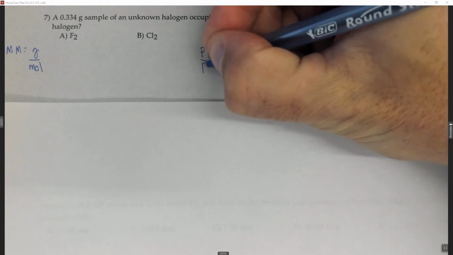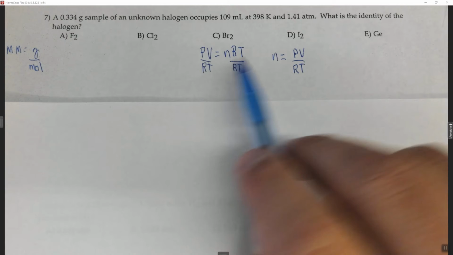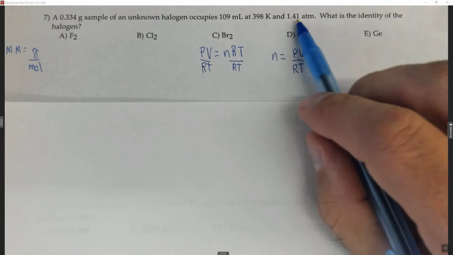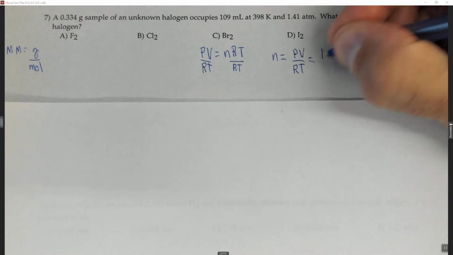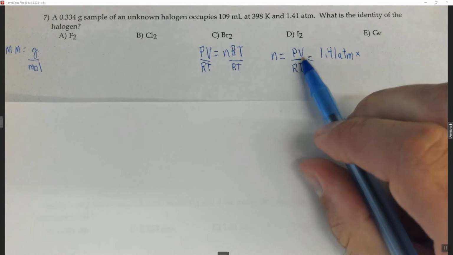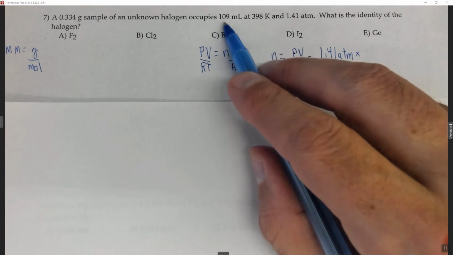So, PV equals nRT. We're trying to solve for n, so I'm going to divide both sides by RT, and I find that n equals PV over RT. Note that I just switched them around. So PV over RT equals n equals PV over RT. That's the same thing. All right, so let's plug in. The pressure has to be in atmospheres. So I'm going to plug in the 1.41 atmospheres times the volume has to be in liters. So don't plug in 109 milliliters. Divide that by 1,000.